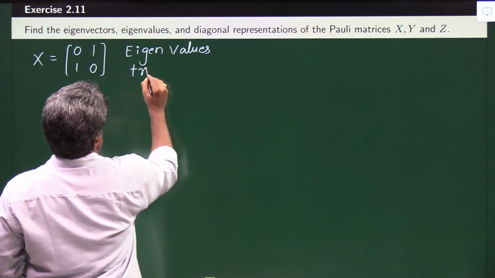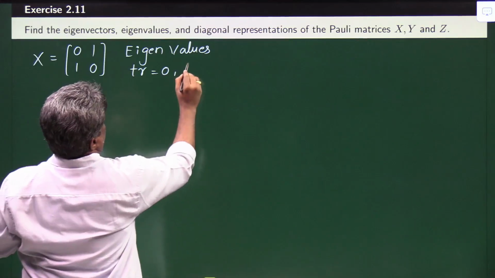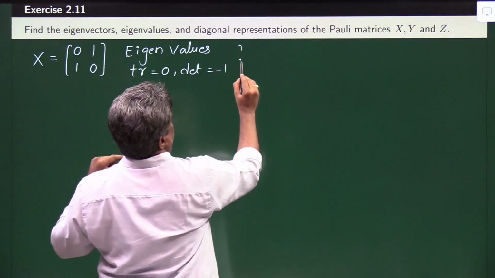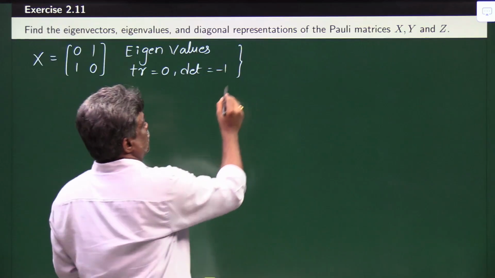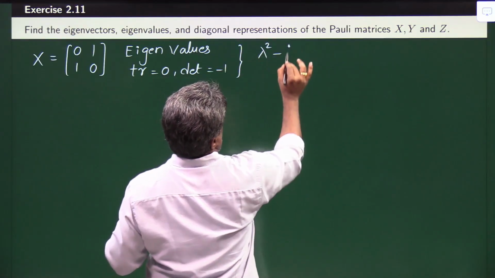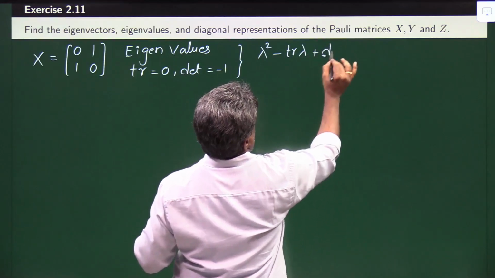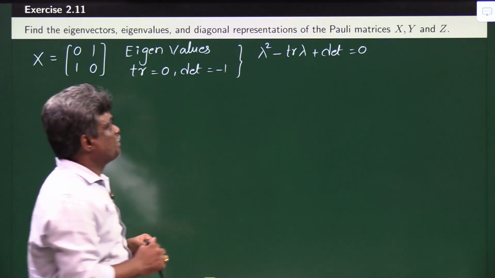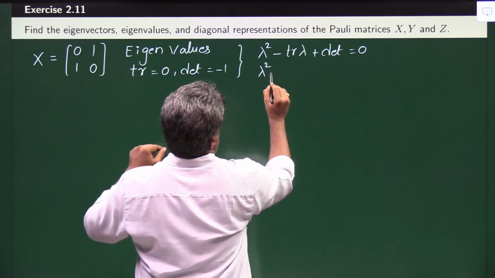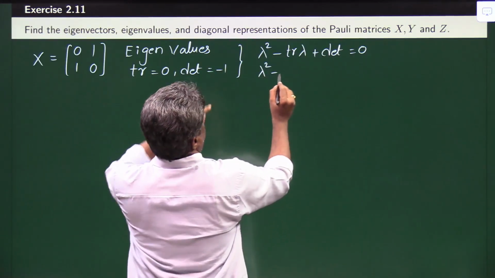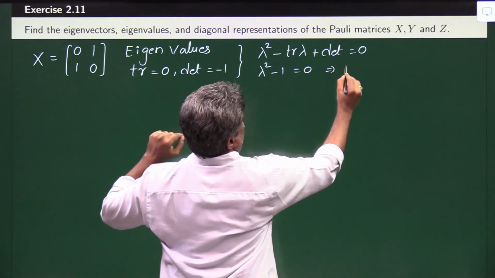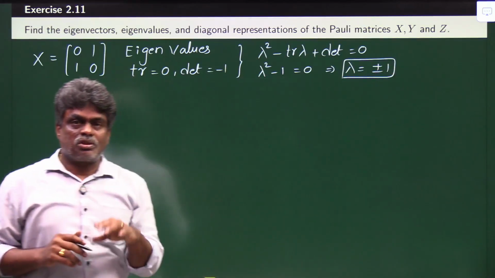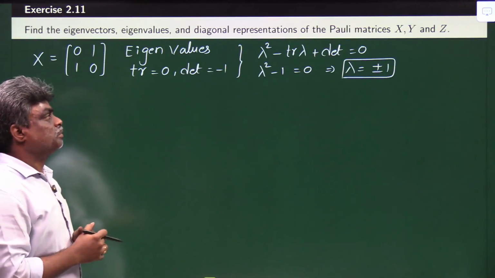For this we need to find the trace of the matrix, which is 0, and the determinant of the matrix, which is -1. From this we can write the secular equation, which for a 2 by 2 matrix is lambda squared minus trace times lambda plus determinant equals 0. This is the characteristic equation for a 2 by 2 matrix. So lambda squared, trace is 0, and determinant is -1, equal to 0, which implies lambda is equal to plus or minus 1. So the eigenvalues of the Pauli X matrix are lambda equal to plus or minus 1.